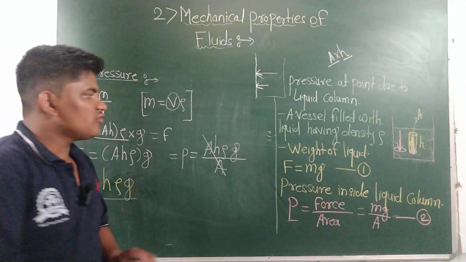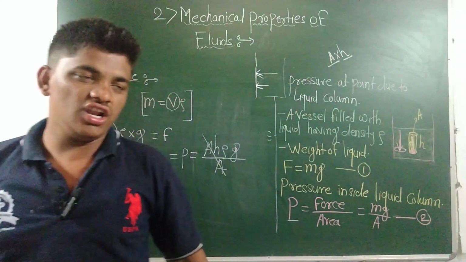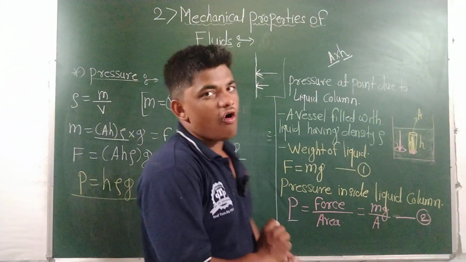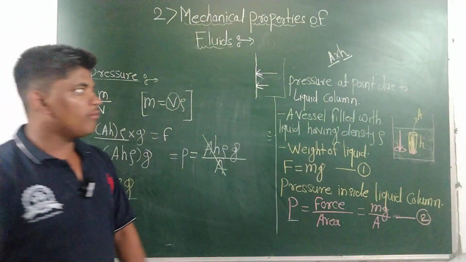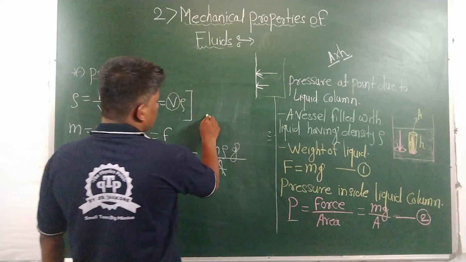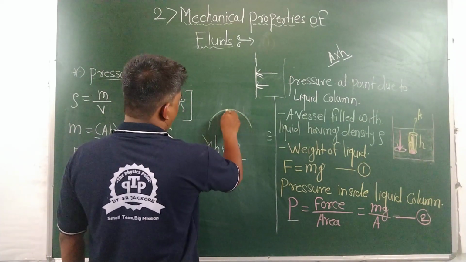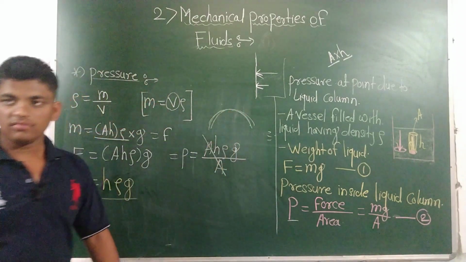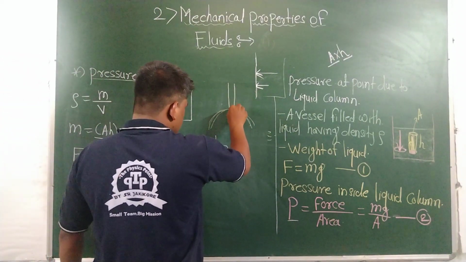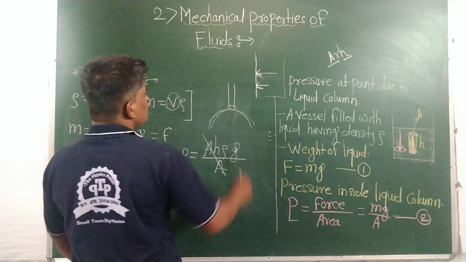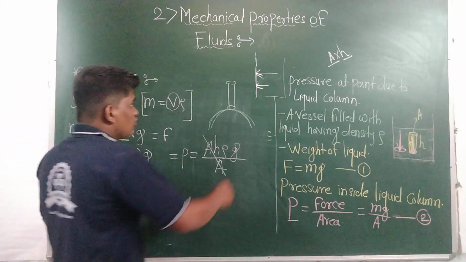What is atmospheric pressure? Atmospheric pressure is equal to the weight of the air column, the weight of the vertical column of air. Consider that we are standing here. This is our earth surface. I will draw one column here, a cylinder having unit area. Then what is the atmospheric pressure?